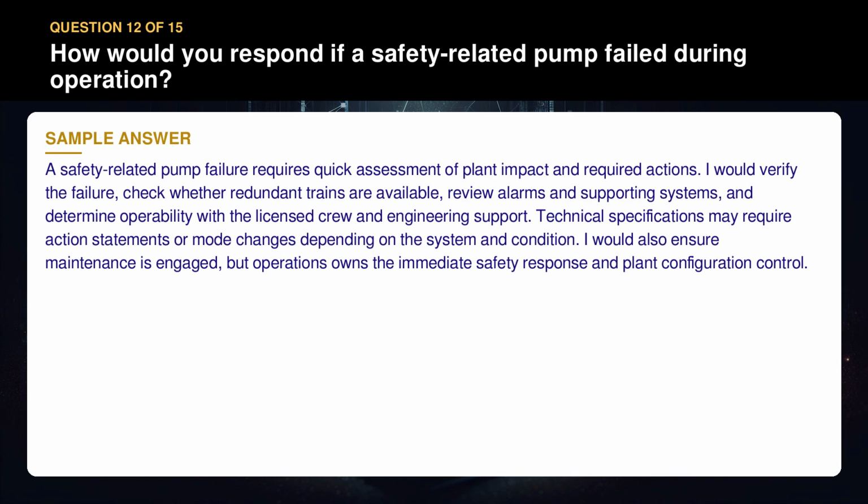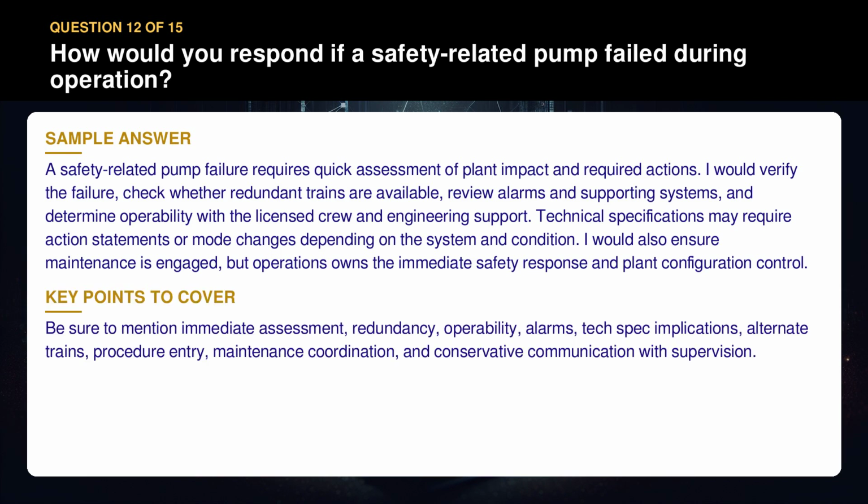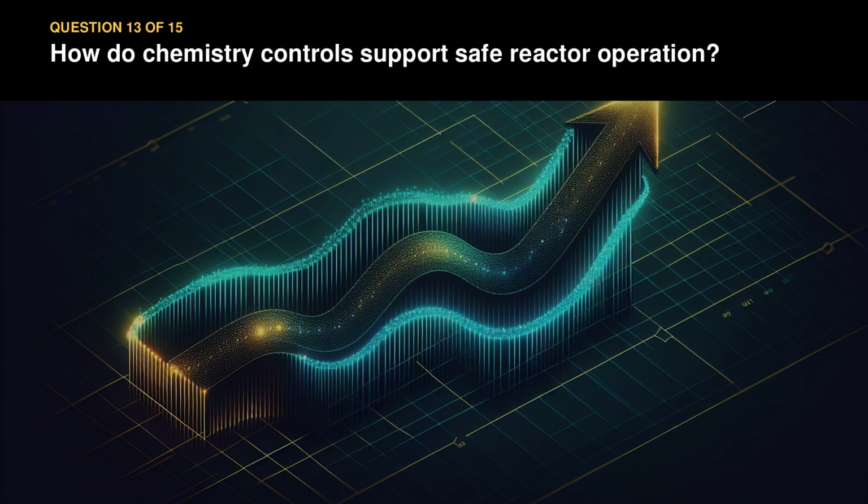Technical specifications may require action statements or mode changes depending on the system and condition. I would also ensure maintenance is engaged, but operations owns the immediate safety response and plant configuration control. Be sure to mention immediate assessment, redundancy, operability, alarms, tech spec implications, alternate trains, procedure entry, maintenance coordination, and conservative communication with supervision.